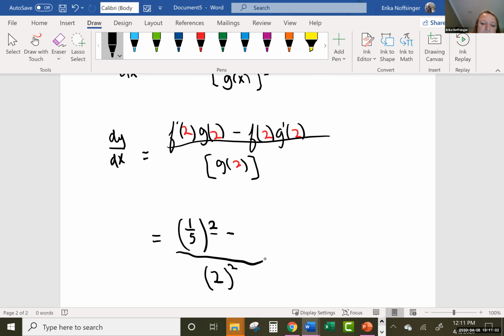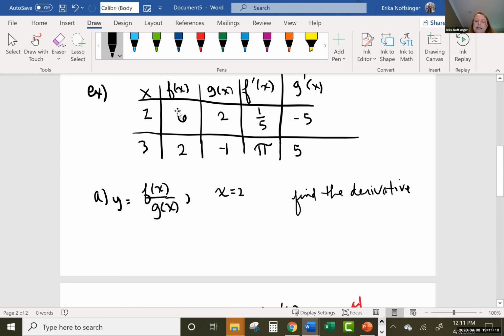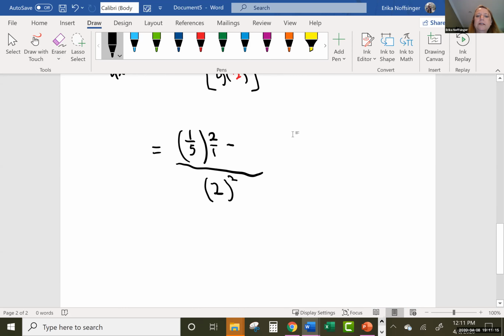and we're going to have to square that. And we can think of that 2, if it helps, as 2 over 1. Okay, so minus f of 2 times g prime of 2. f of 2 was 6, and g prime of 2 is -5. So 6 times -5. Okay, so let's simplify. 1/5 times 2, that's 2/5. Minus, well, minus -30, that's actually a plus. So plus 30, all over 4.